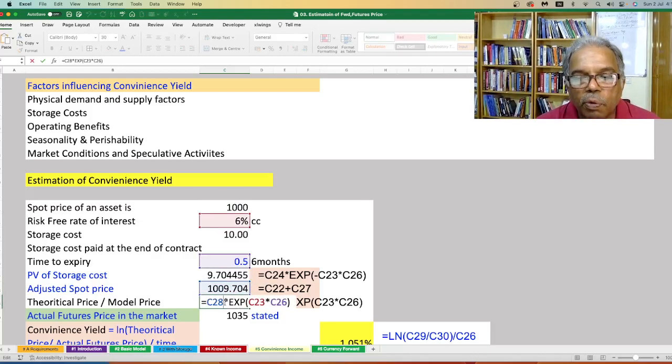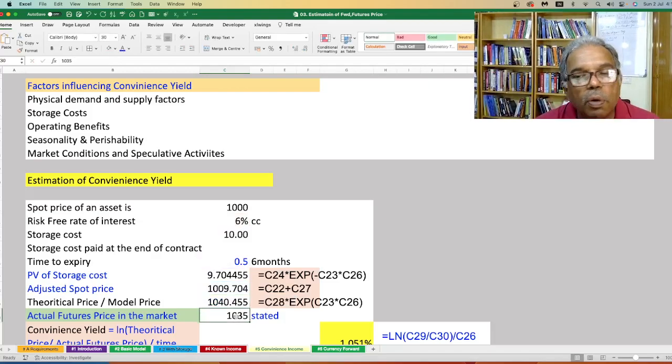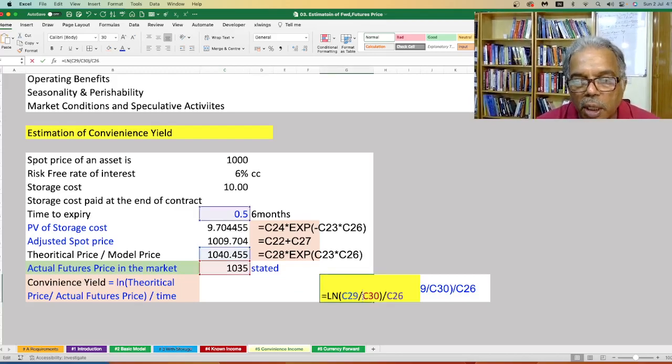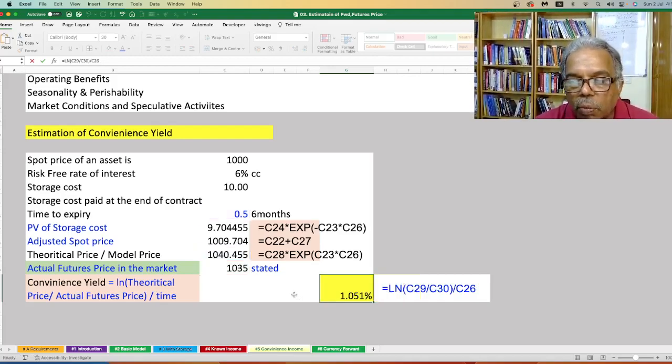So the theoretical futures price is the forward price, which is nothing but the adjusted spot price into exponential R into T. Now, if the actual futures price stated by the market is 1035, the formula to calculate the convenience yield in terms of percentage is the logarithm of the theoretical futures price divided by the actual futures price, divided by the time. Time here again could be d divided by 365 or n divided by 12. So divide by the time using this formula, and you'll get 1.05%.